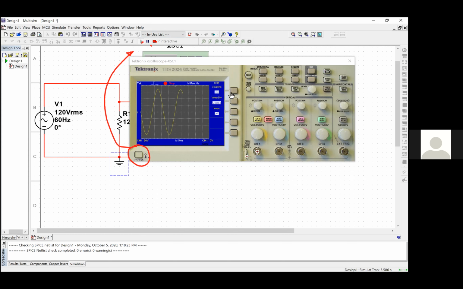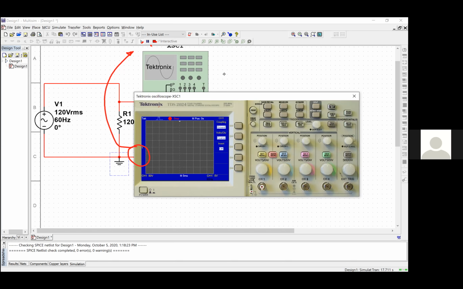If nothing is connected, you're just going to see a flat line. When the oscilloscope is not connected, that's all you are going to see, just a flat line.